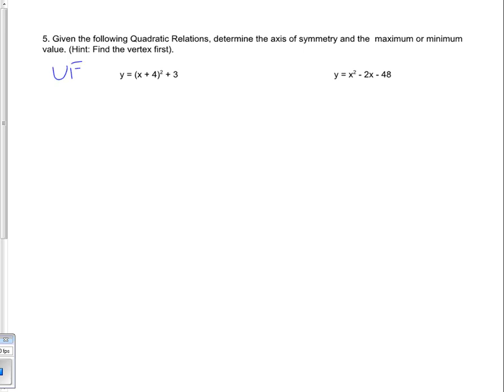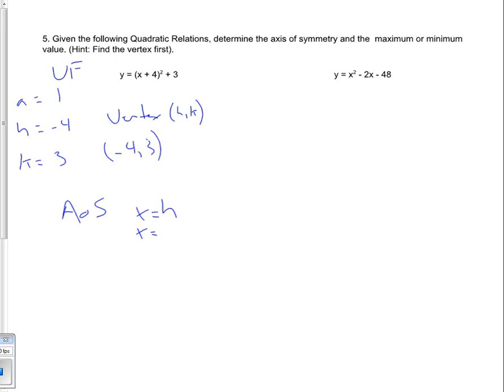And because it's in vertex form, we can quickly identify the a, h, and k values. So our a value is 1, our h value is -4, and our k value is 3. So that means that the vertex, which is always at the h, k value, the vertex is (-4, 3). So we have to figure out the axis of symmetry. So the axis of symmetry happens when x is equal to the h value. And in this case, our h value is -4, so the axis of symmetry happens at x = -4.